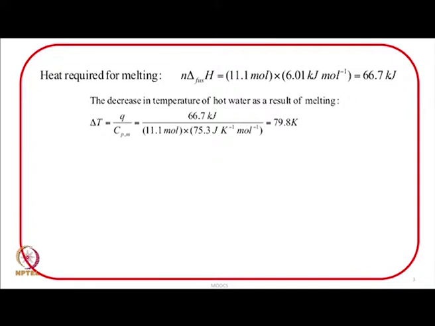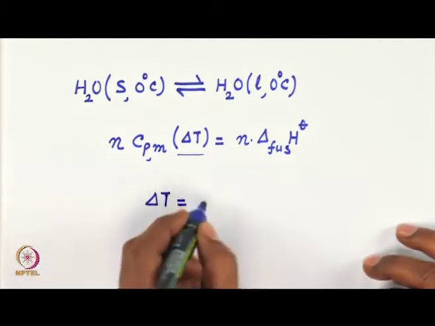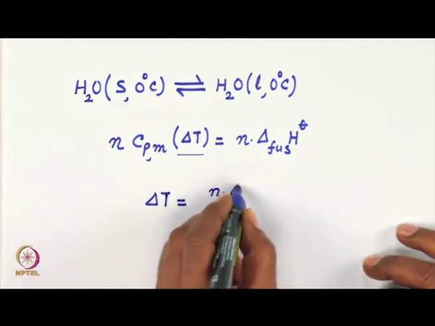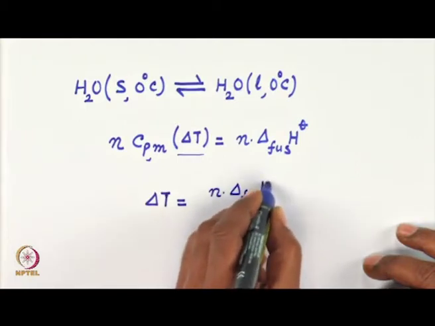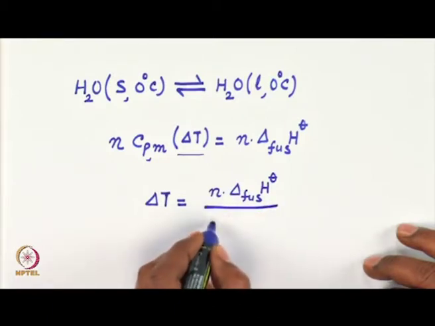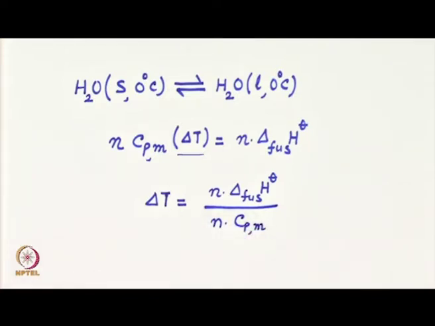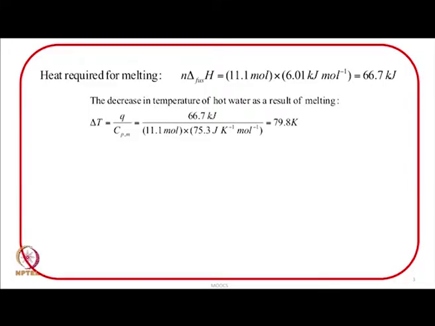From here we write delta T is equal to N times delta fusion H0, because it is a constant pressure I can write it as Q also, divided by N times CPM. So, you can include N into this, or you can just cancel N and use 6.01, whichever way you want to use. Delta T by this calculation comes out to around 79.8 Kelvin, which is approximately 80 Kelvin.